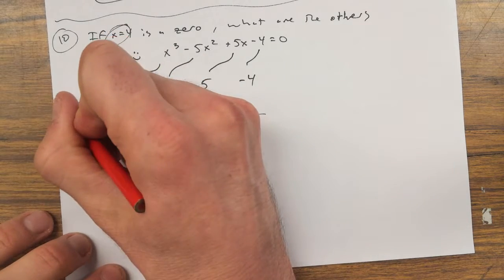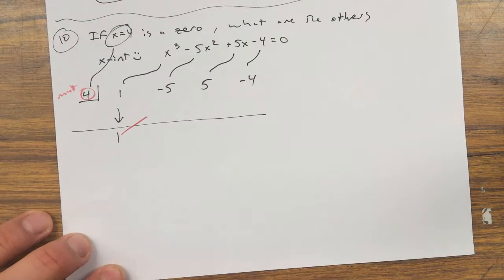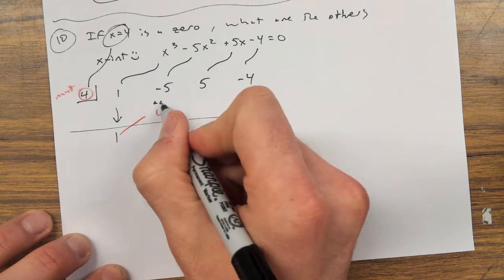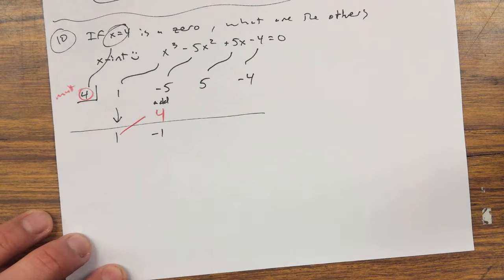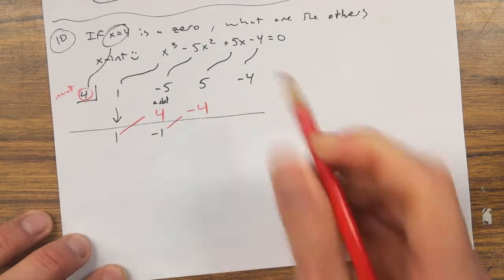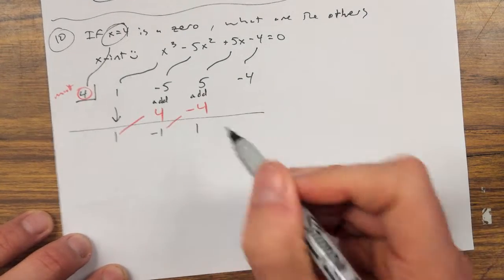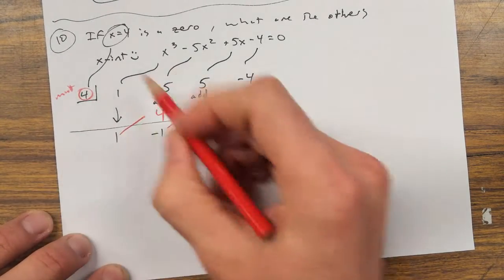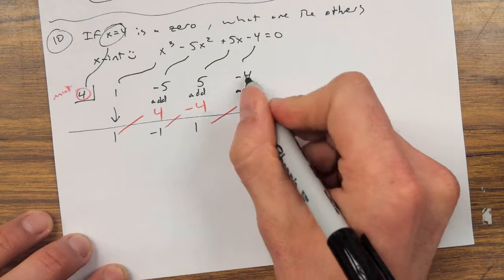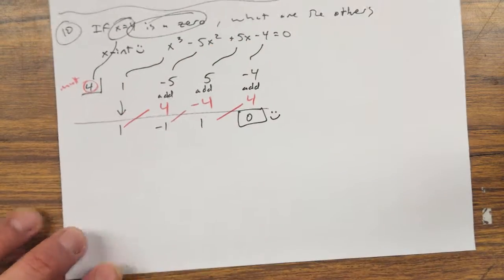We're going to multiply by the 4. So 1 times 4 is 4. Then we're going to add negative 5 and 4 make negative 1. We're going to multiply again. 4 times negative 1 is negative 4. We're going to add again. 5 and a negative 4 make a 1. 4 times 1 makes a 4. And we're going to add one last time. These two added together make 0. And so that is good.